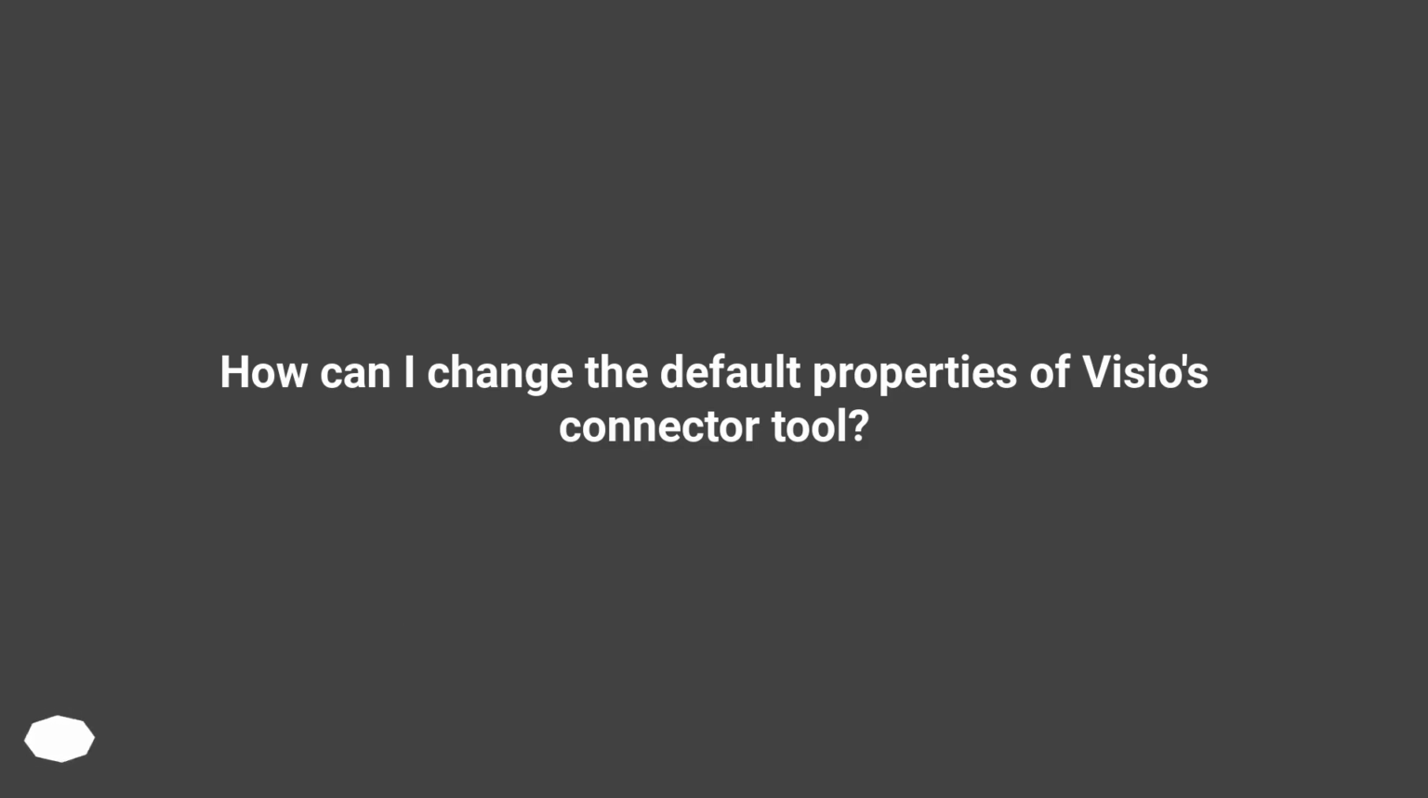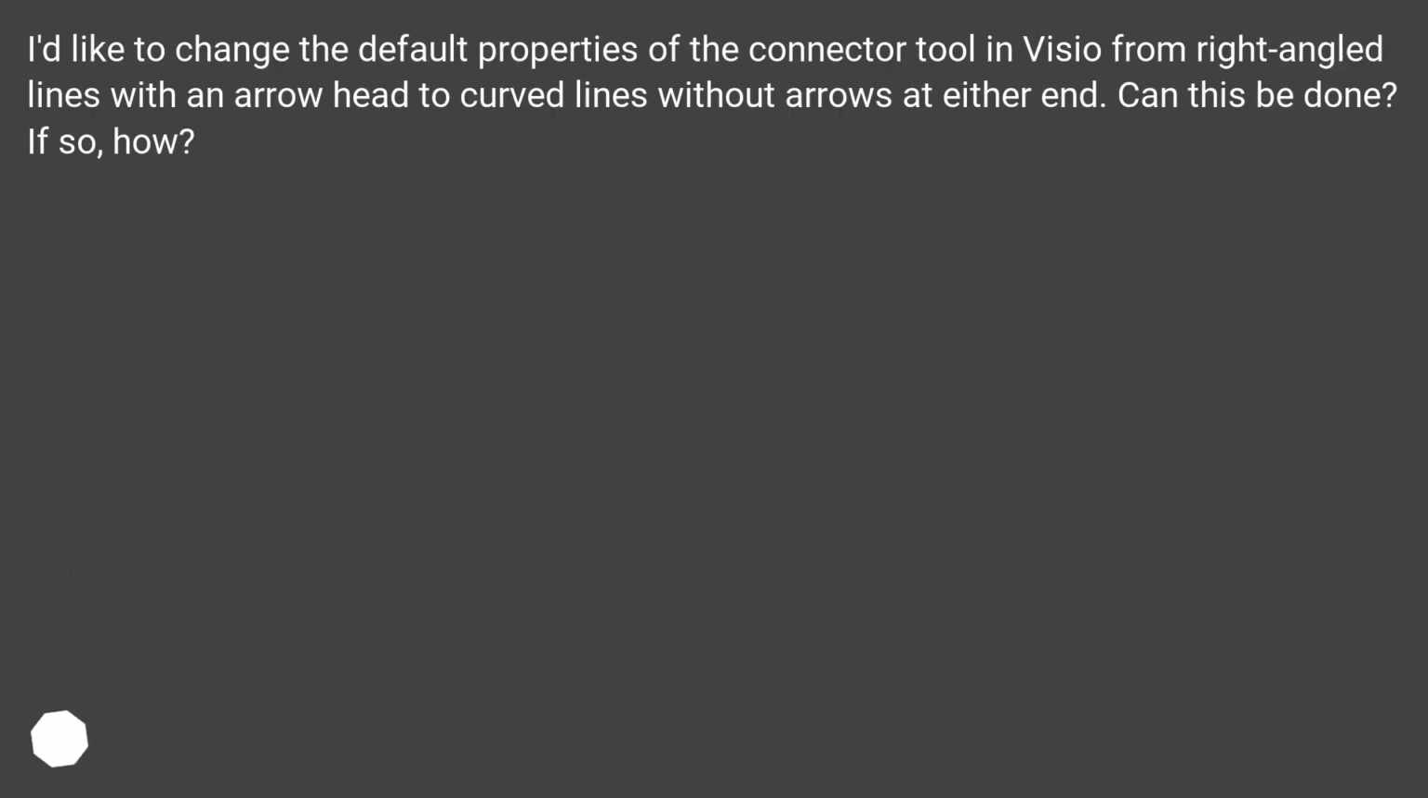How can I change the default properties of Visio's connector tool? I'd like to change the default properties of the connector tool in Visio from right-angled lines with an arrowhead to curved lines without arrows at either end. Can this be done? If so, how?